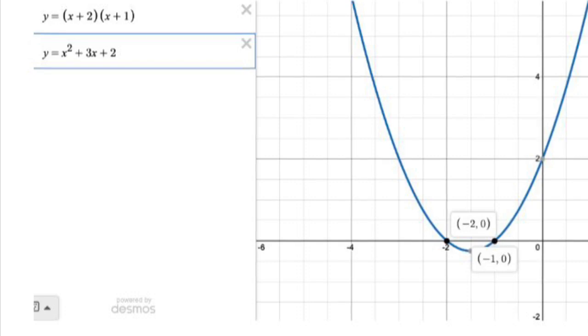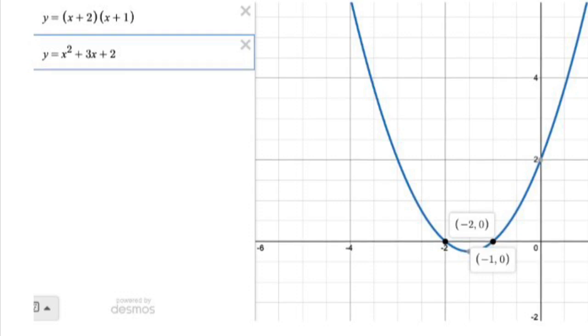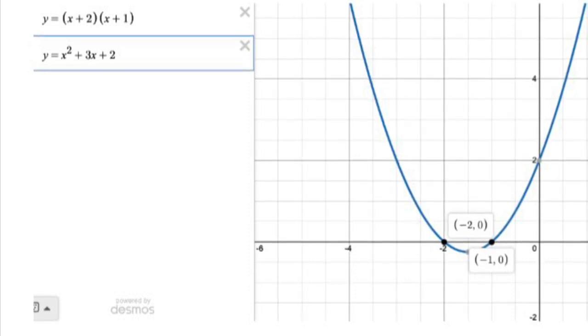So perhaps the equation in factored form tells us where it crosses the x-axis. It said plus 2, so it went through minus 2 on the x-axis. It said plus 1, so it went through minus 1 on the x-axis. And then perhaps that number at the end of the equation in standard form tells us where the y-intercept is, where it goes through the y-axis.